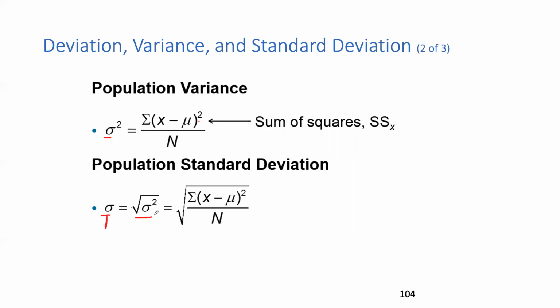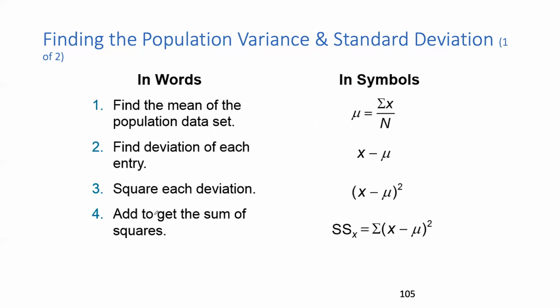Okay. So here I have a quick little recipe to follow. When you have a population data set, how do I find the variance and the standard deviation? And the idea is fairly straightforward. First, you find the mean, which is the typical entry in the data set. Then for each entry in the data set, find its deviation from the mean. Then square each of these deviations.